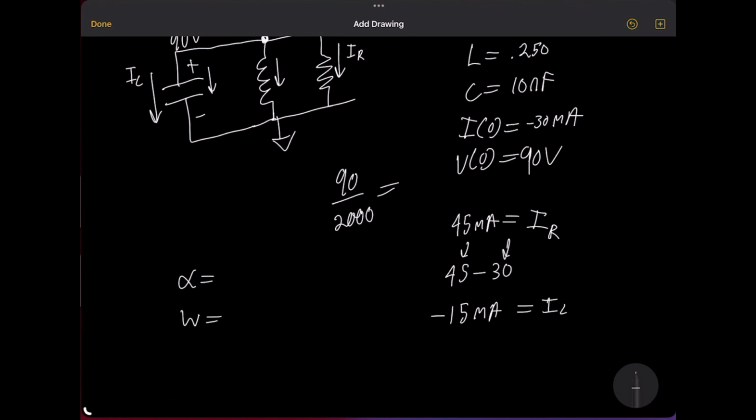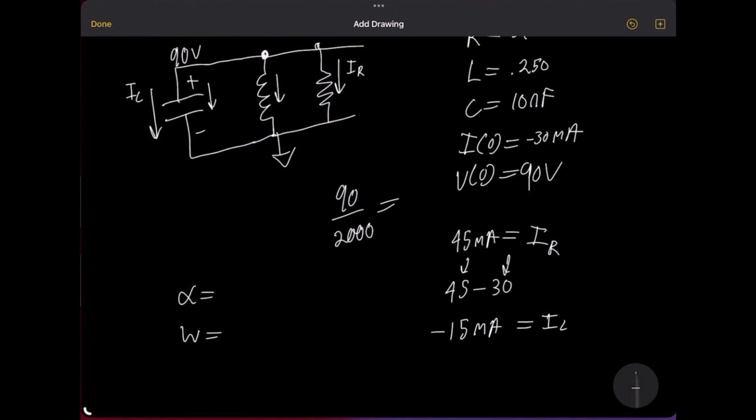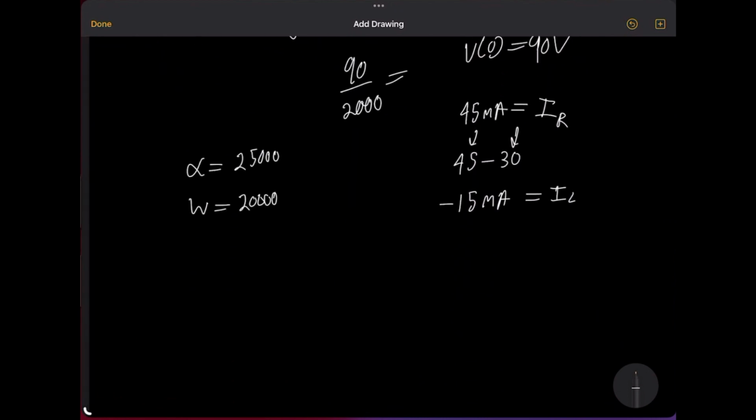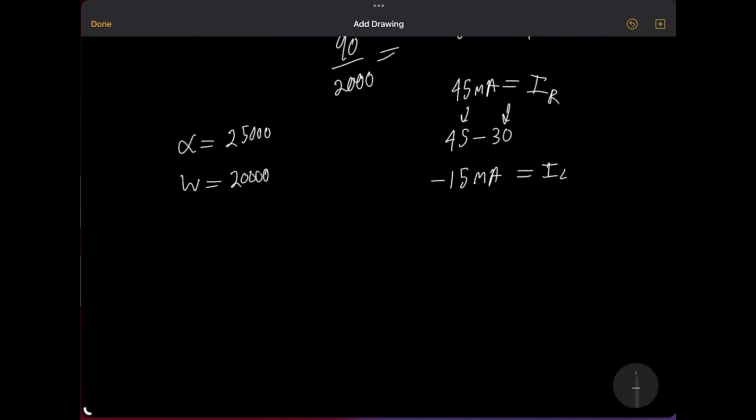Okay. So alpha is 1 over 2RC. So we can simply find that by plugging in our answers, and we get that alpha is going to be 25,000, and omega, or I call it wumbo, is 20,000, right? So we're going to get two real numbers for our cases here. 25,000 squared minus 20,000 squared. Square root that.